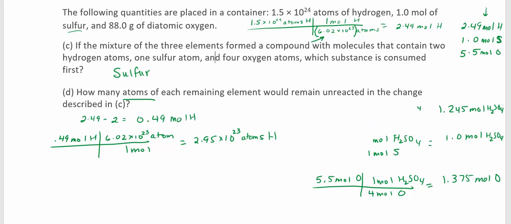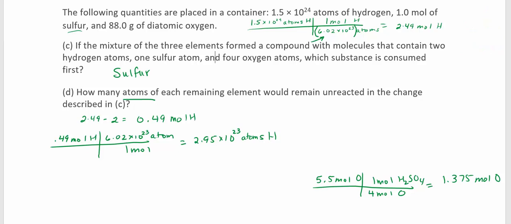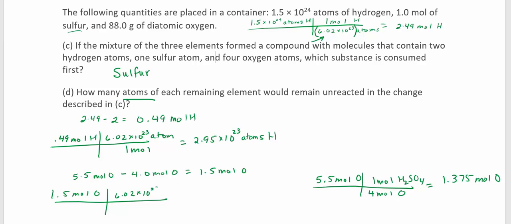And then for oxygen, we need 4 moles of oxygen in order to make exactly 1 mole of sulfuric acid. So I take the original amount, which was 5.5 moles of oxygen, and I subtract exactly 4 moles, and I get 1.5 moles of oxygen left. I convert that 1.5 moles of oxygen into atoms by using the Avogadro's relationship used above, 1 mole of oxygen, and I get a value of 9.03 times 10 to the 23rd atoms of oxygen left.